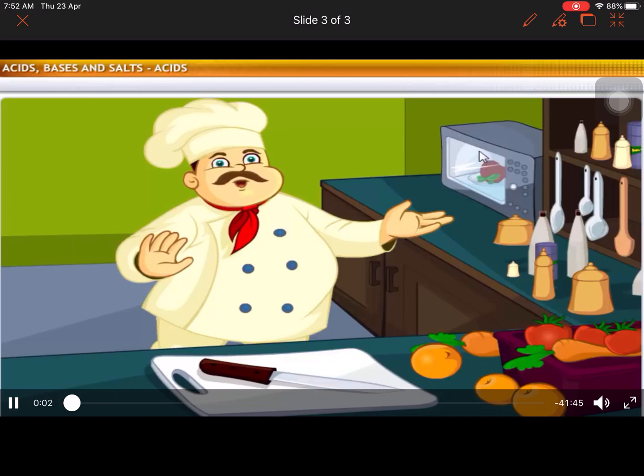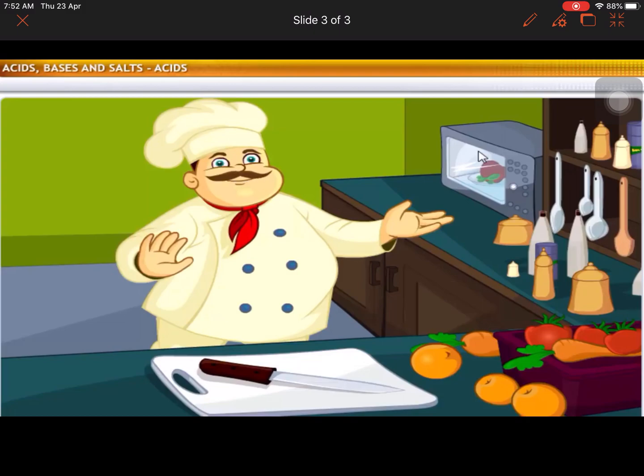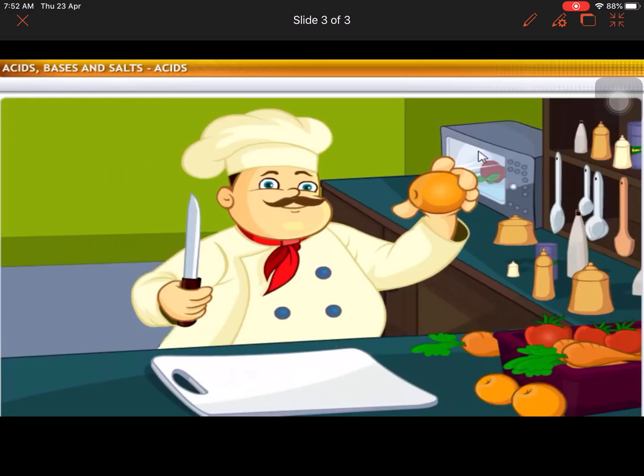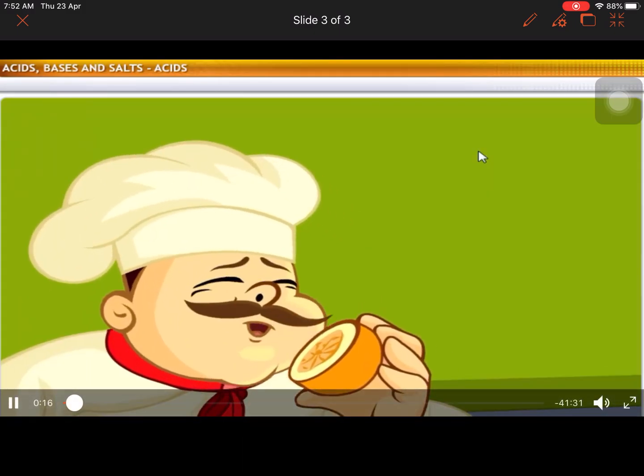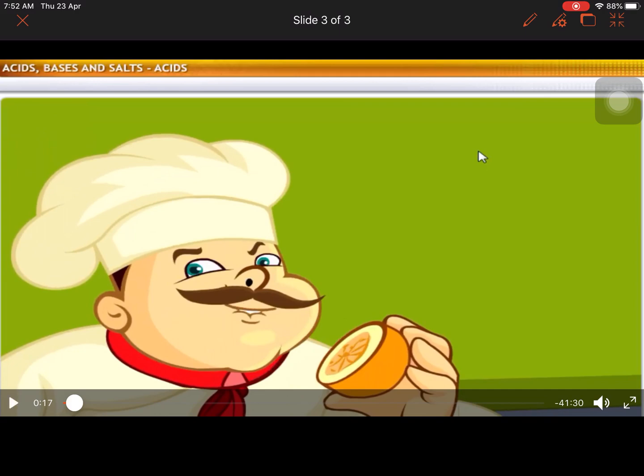Another day at my restaurant, and I'm gathering the freshest ingredients before I begin cooking. Oranges are great. Whatever we eat, whatever we drink has to be some kind of acid, it must be a base, or it must be a neutral one, right? Then how will we decide whether it is acidic, whether it is basic, or it's just neutral? As you can see, water is neutral, but orange is acidic. And how is that so? Because it has citric acid in it.